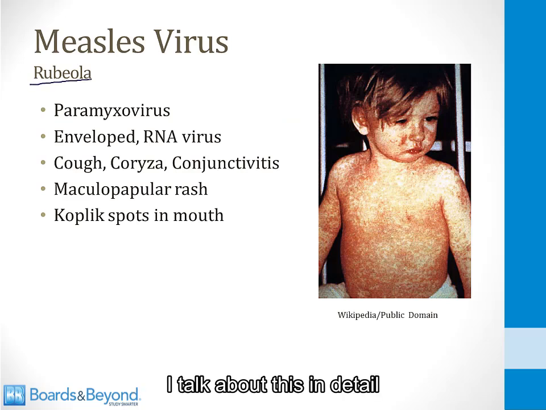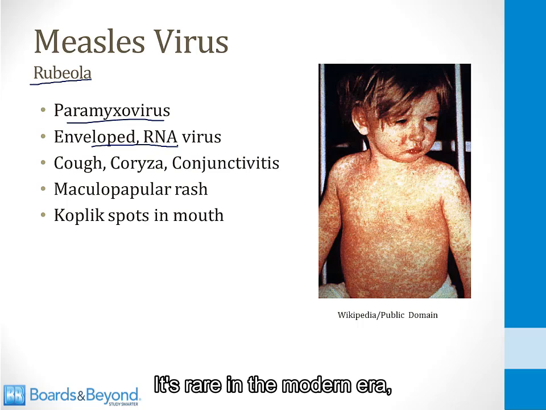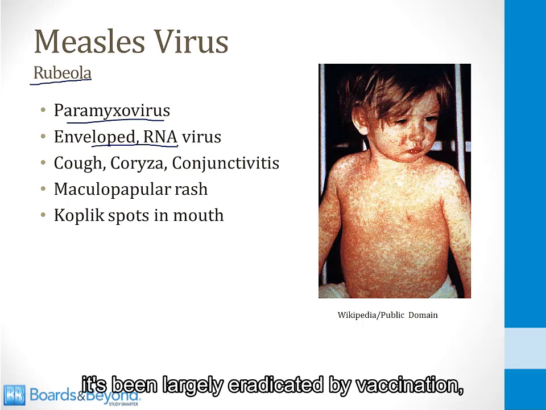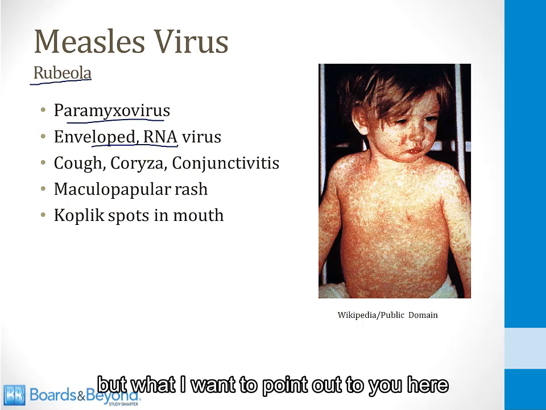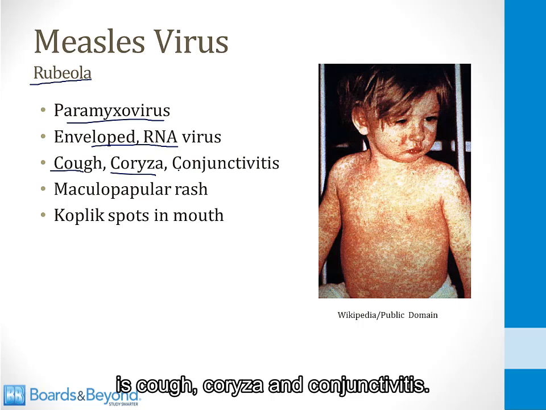I talk about this in detail in the infectious disease section. It's a paramyxovirus. It's an enveloped RNA virus. It's rare in the modern era. It's been largely eradicated by vaccination. But what I want to point out to you here is the classic triad of symptoms for the measles virus is cough, coryza, and conjunctivitis.